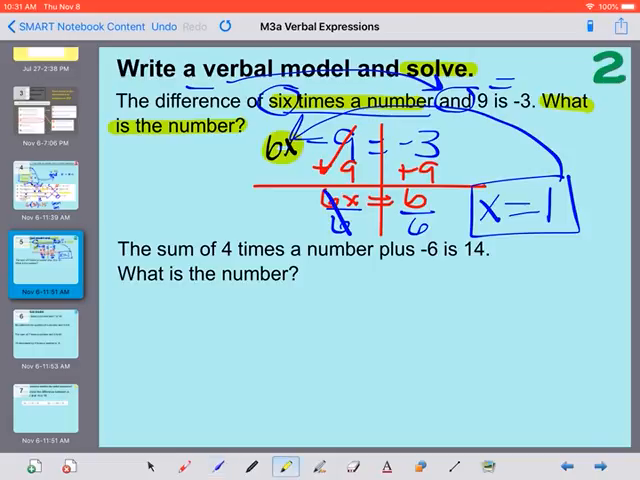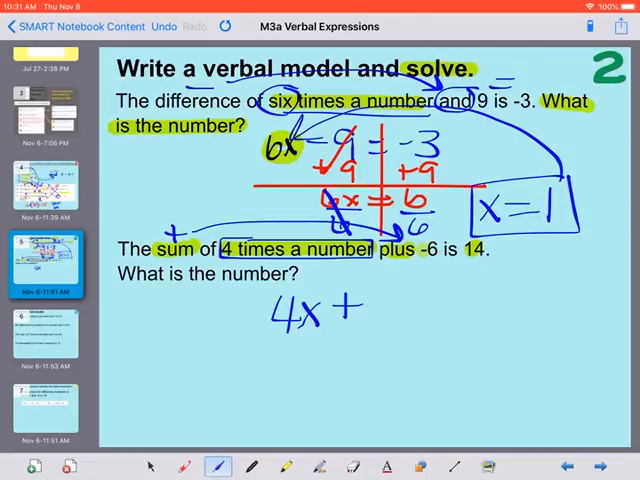Alright, next it says the sum of 4 times a number plus negative 6 is 14. So this one they kind of gave you a hint because it says 4 times a number, that's just 4 times some number, x, plus negative 6. They already said we were using a plus, so we know that is a plus. Plus negative 6 is equal to 14.